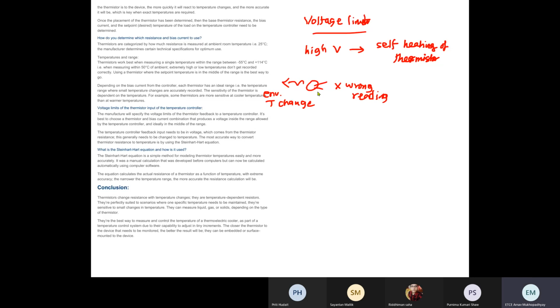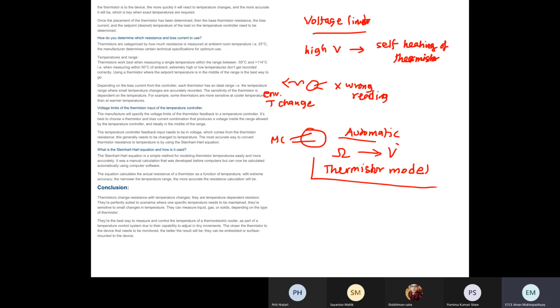Now there is a model. Generally thermal resistance tables we don't consider, like for instance, if you are designing a microcontroller circuit which is connected to a thermistor, you won't always be using a table. That will make it manual and not automatic. So you want an automatic system to convert the measured resistance to temperature. For that, we need something called a thermistor model, a mathematical model that will work well. To this mathematical model, your input will be resistance and your output will be temperature.